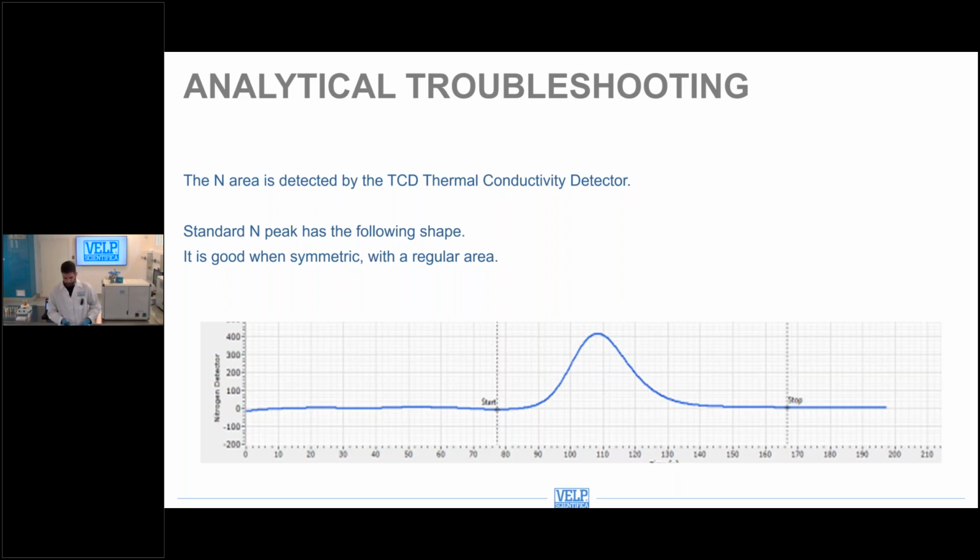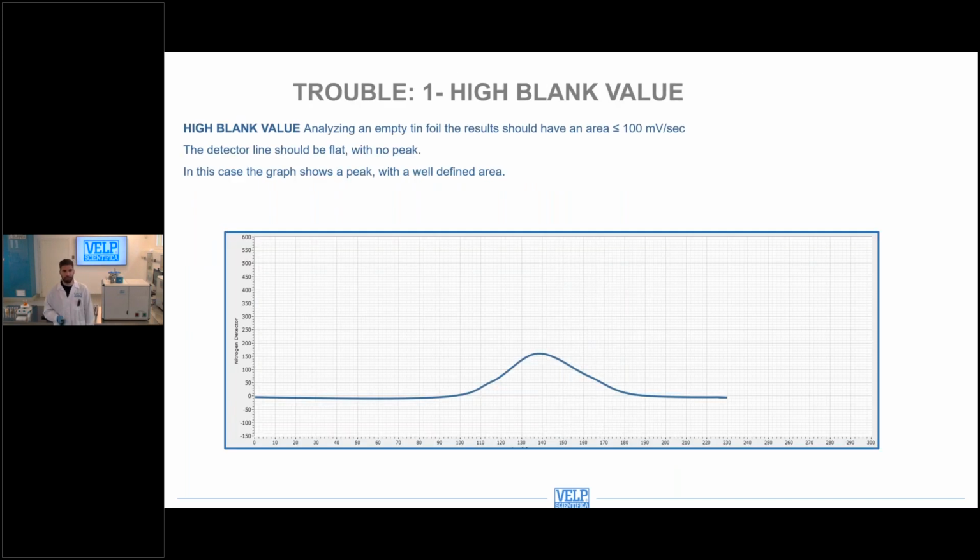Okay, so before starting with the analytical troubleshooting, what is a standard peak? So how should it appear? A standard nitrogen peak has a symmetric shape. It's a single peak and has a regular area that is easy to quantify. After that, let's start with trouble number 1, high blank value.